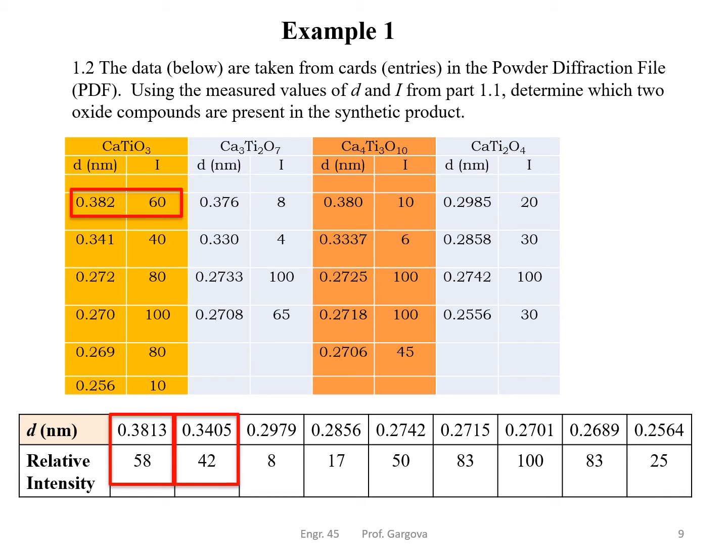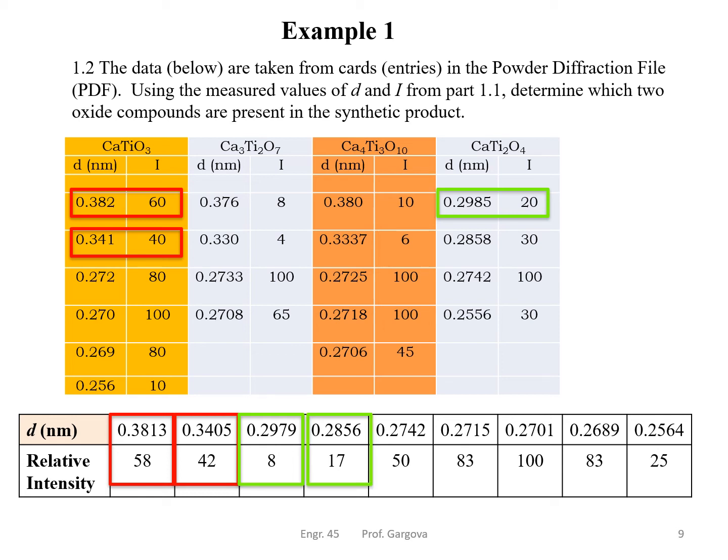And then the next one would be the 0.3405, which the only D spacing, or the only sample that has that D spacing or close to that D spacing, again, is CaTiO3, and its relative intensity is 40. And for the sample that we've calculated for, it's 42, so it's really close. The second one is 0.2979, and we see that that one's not present in CaTiO3, but it is present in CaTi2O4, though the relative intensity is a little higher for that sample. This one's a little lower.